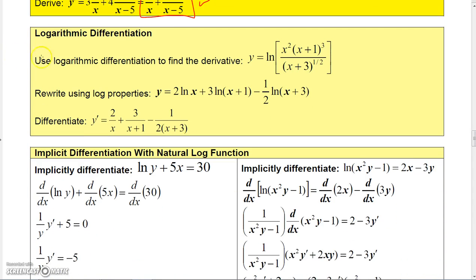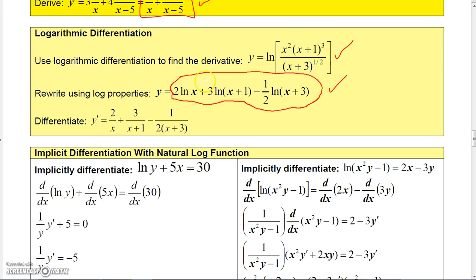Now here's one that's a little more complicated, but just trust me here, if you go through your log properties, you can actually write this as 2 natural log of x plus 3 natural log of x plus 1 minus 1/2 natural log of x plus 3. So go ahead and break that up with log properties and make sure you can get the same thing I got here.